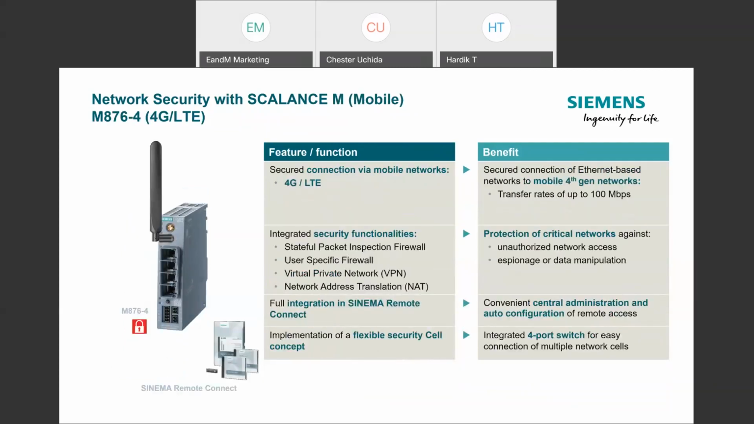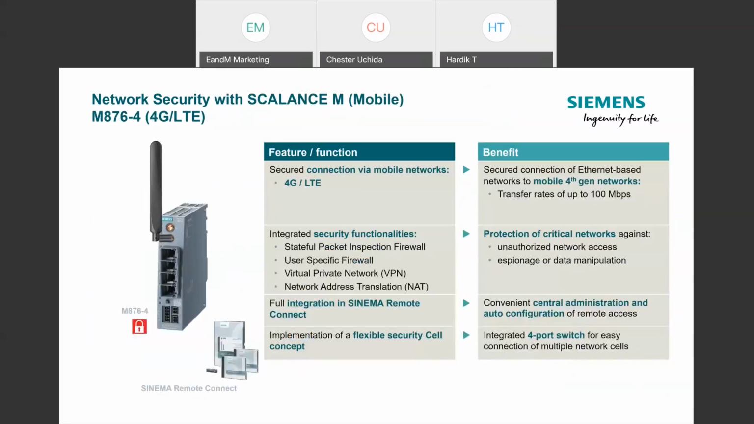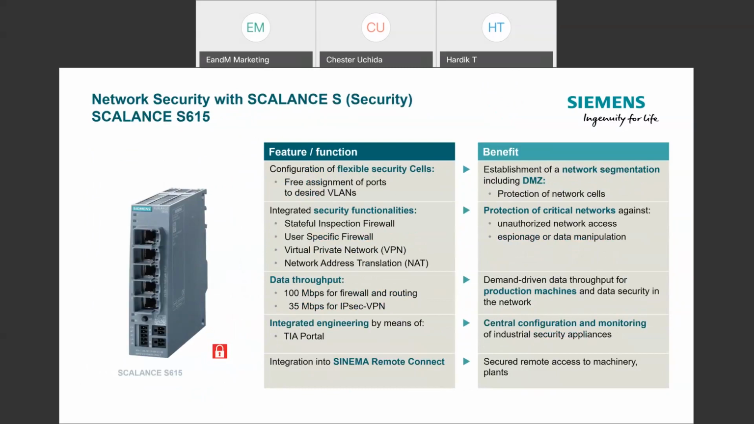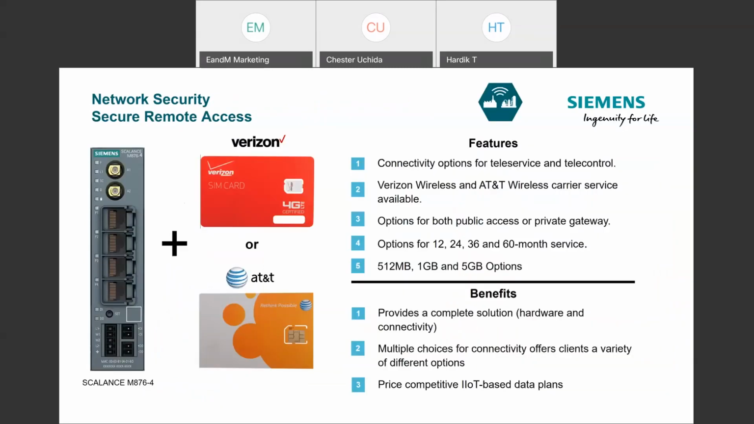M876-4. So this is the 4G LTE version. This is pretty nice. It does the same thing that the Scalance device does: firewall, VPN, NAT. But instead of providing internet access through an Ethernet port, internet access is provided through a 4G connection. And both of these devices, as you see, have Ethernet ports on them. They both have 4 Ethernet ports. And of course, you can add an unmanaged switch to get additional ports.